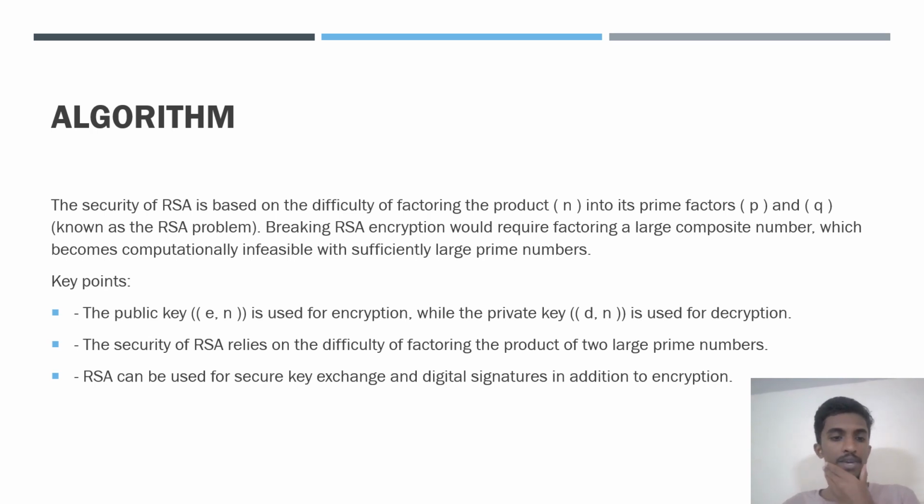And we need to look into some key points here. The public key is used for encryption, while the private key is used for decryption. So we already know the public key (e, n) is used for encryption, and (d, n) is used for decryption. The security of RSA relies on the difficulty of factoring the product of two large prime numbers p and q. RSA can be used for secure key exchange and digital signatures in addition to encryption.